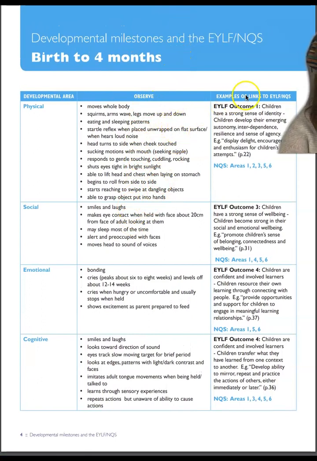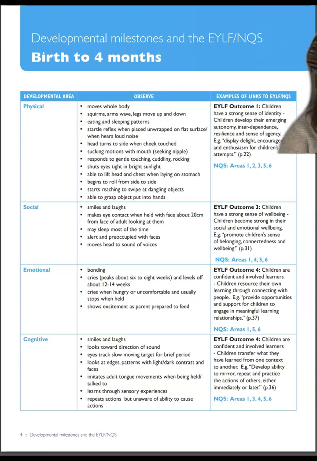On the right, from this developmental area, are some typical examples of what it might look like meeting this developmental milestone, with some links to EYLF outcomes, such as children have a strong sense of identity, children develop their emerging autonomy, interdependence, resilience, and sense of agency. For example, they display delight and encouragement and enthusiasm for children's attempts. Yeah, that's about educators' actions.